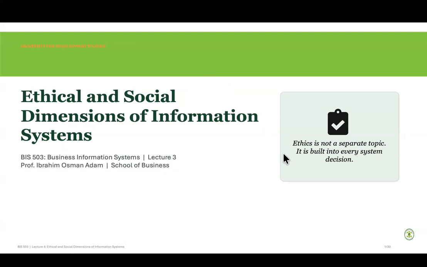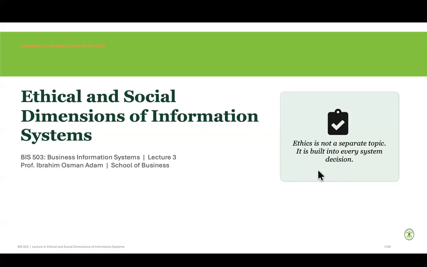So I want you to think about systems you use every day. For instance, mobile money, student portals, learning management systems, online banking apps, social media, biometric attendance, and what have you. They may look like ordinary technologies, but each one makes decisions about our privacy, about power, about responsibility, and about trust.